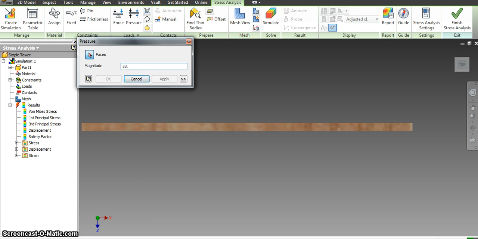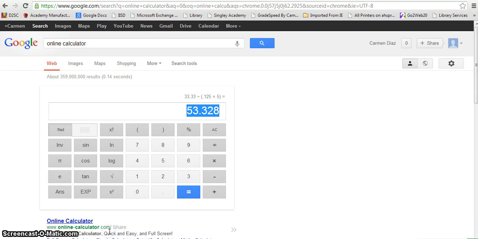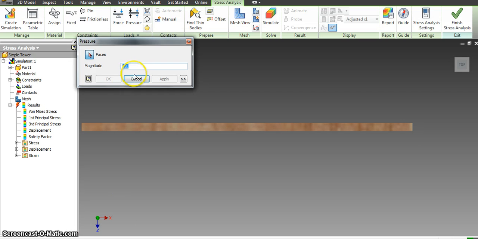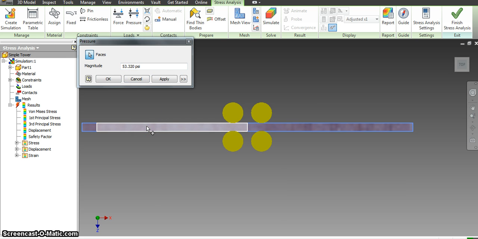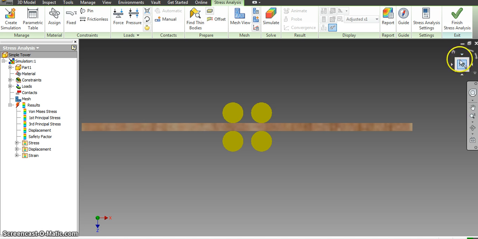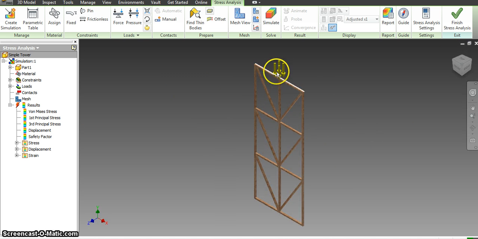Let me go back and double check what I had. 53.32. I have to tell it where to go, so that's where this goes. And I'm going to go OK. Now the pressure will look different because it has more arrows. Really, it's supposed to stretch all the way across your tower, so this is more symbolic. The first picture was literal for just the force, but this is now symbolic to let you know that it is going to stretch all the way across your tower.